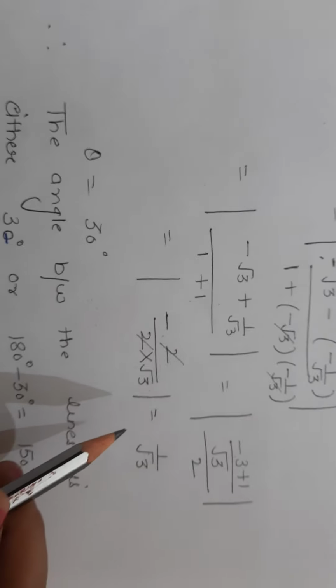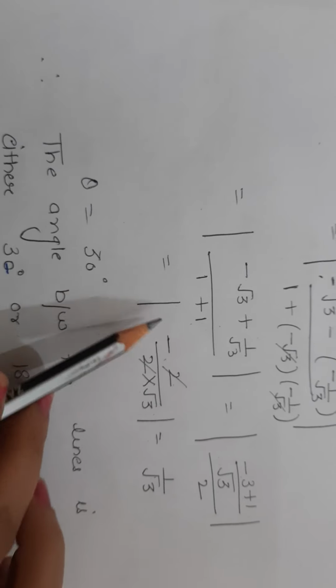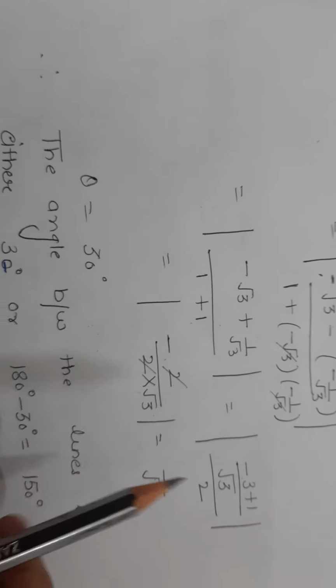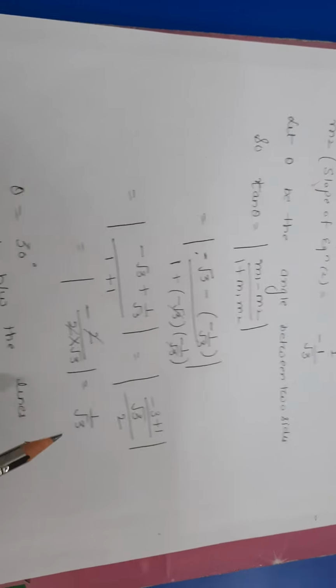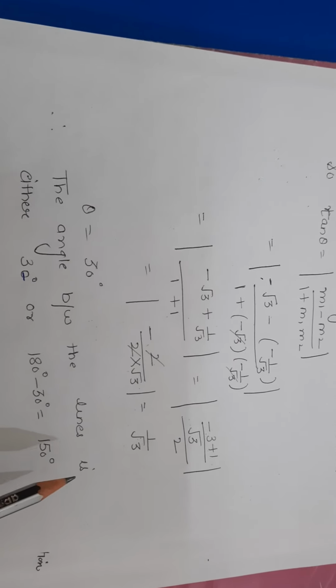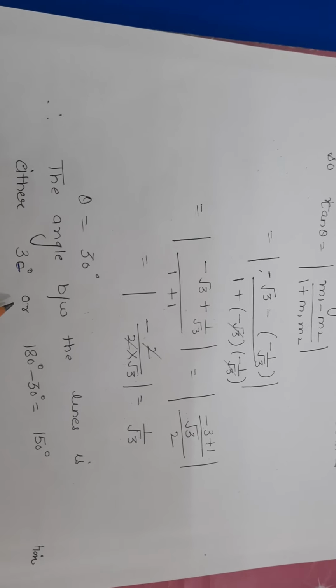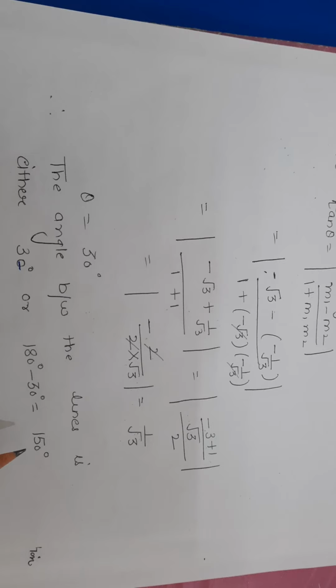So that means this is 1 upon root 3. When we take mod, it will become positive. So that means your tan theta is 1 by root 3. So theta is 30 degree. Therefore the angle between the lines is either 30 degree or 180 degree minus 30 degree. This is 150 degree.